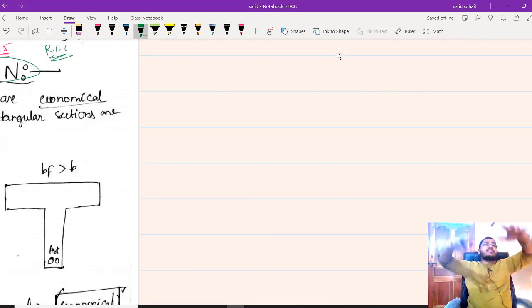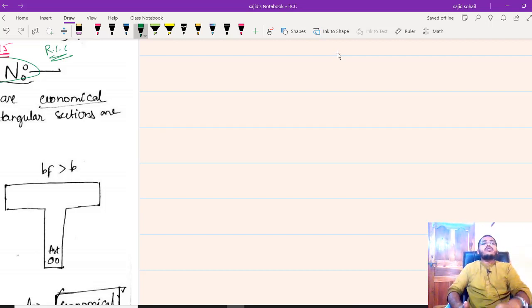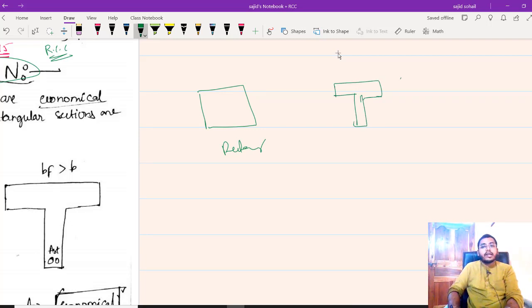See, whatever loading is acting and whatever structure you have, you can completely design it using our singly reinforced rectangular section or doubly reinforced rectangular section. So you just can construct the structure using our rectangular sections. Then why do we need flanged sections like T section or L section or I section? Why do we need this? What is the advantage? There should be certain advantage, right?